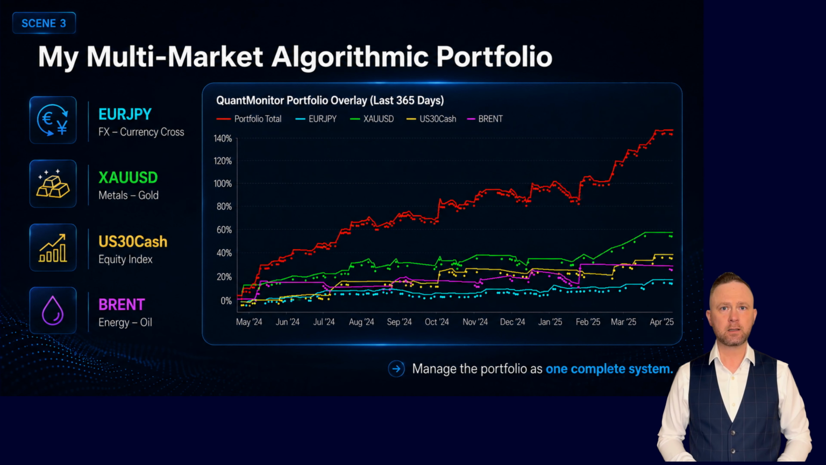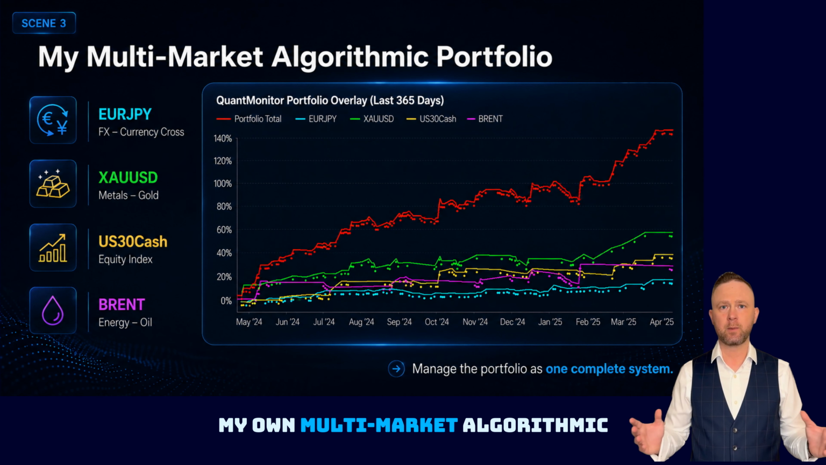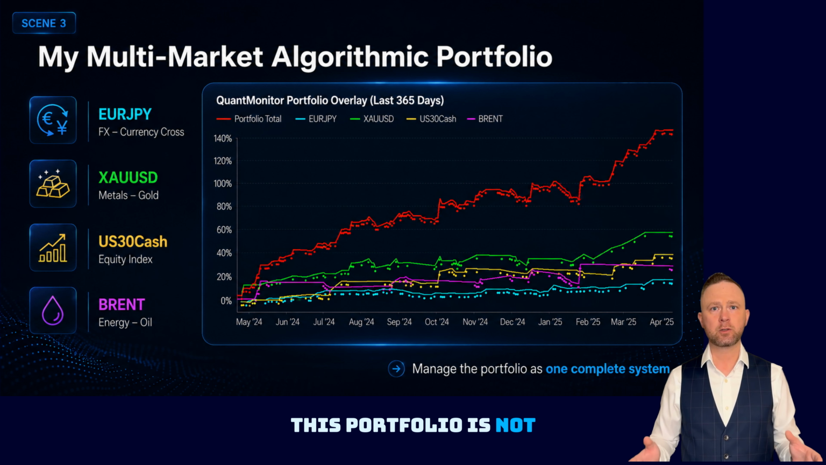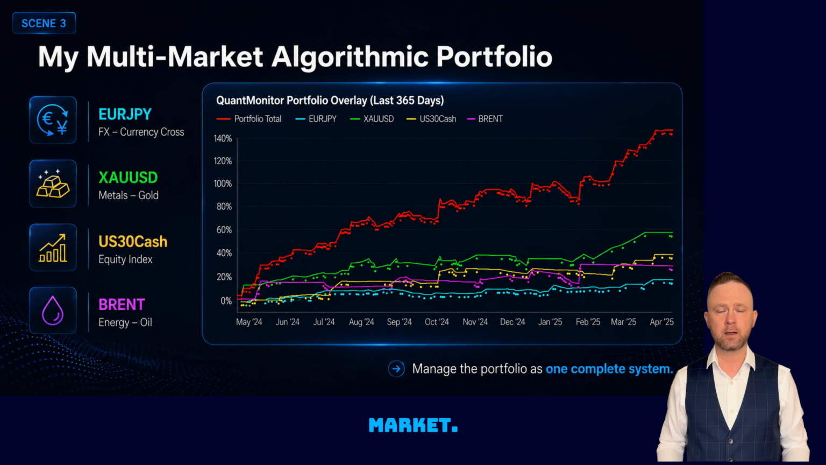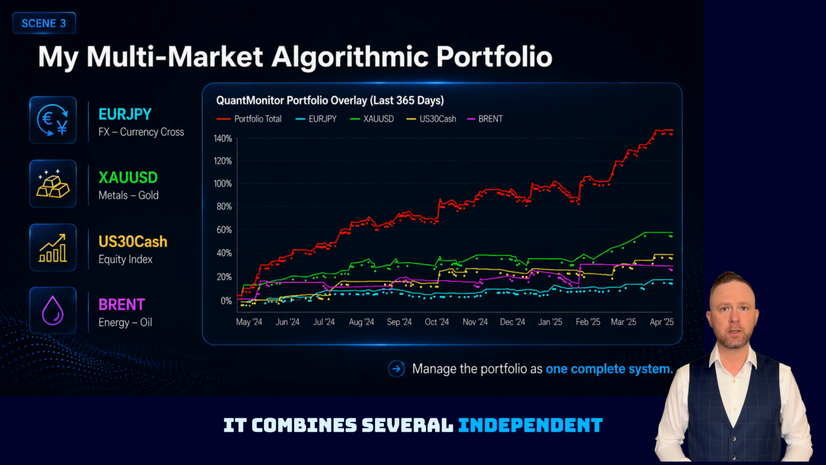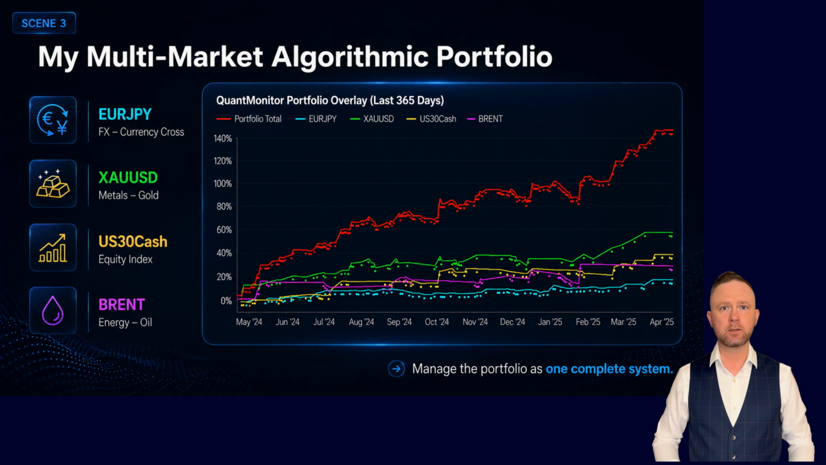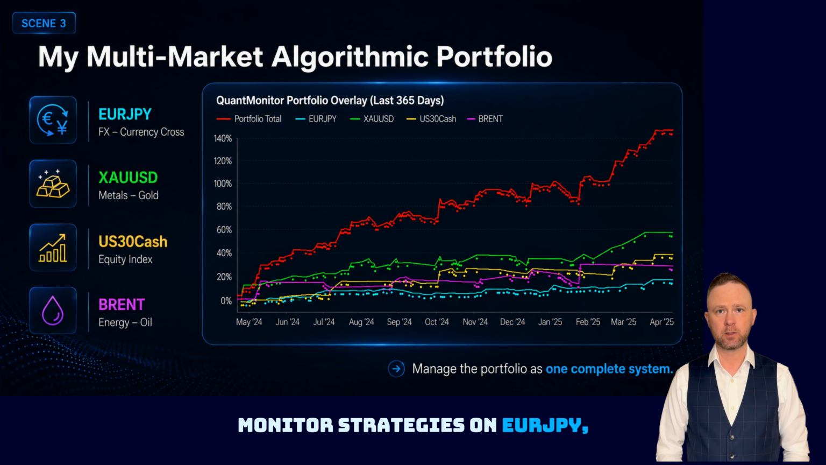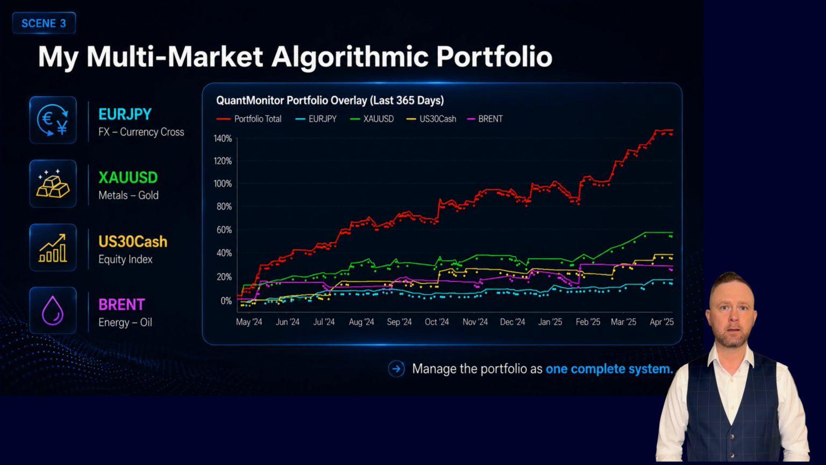In the third scene, I want to show my own multi-market algorithmic portfolio. This portfolio is not built around one single market. It combines several independent strategies across different sectors. For example, I currently monitor strategies on EUR/JPY, XAUSD, US30 Cash, and Brent. Each market has a different role.